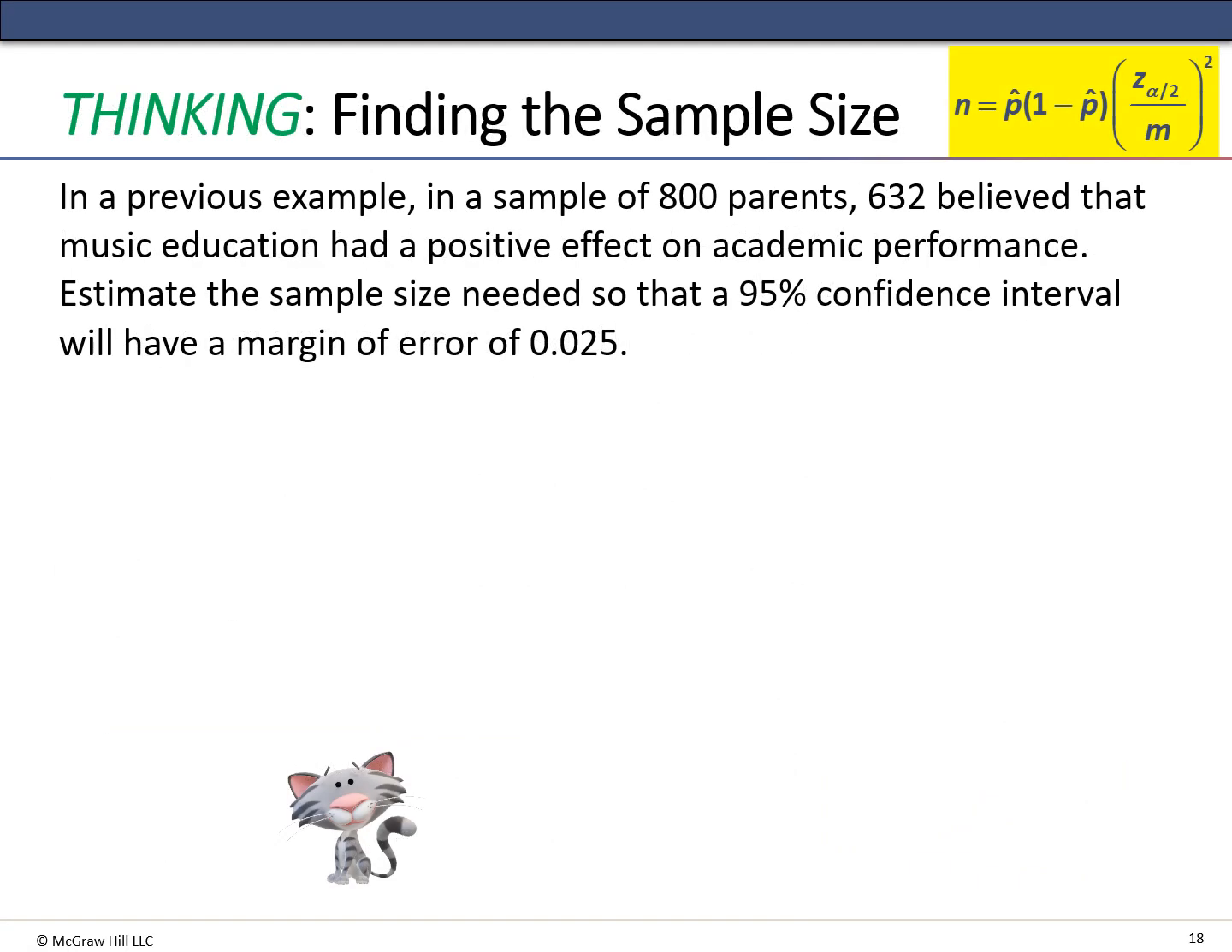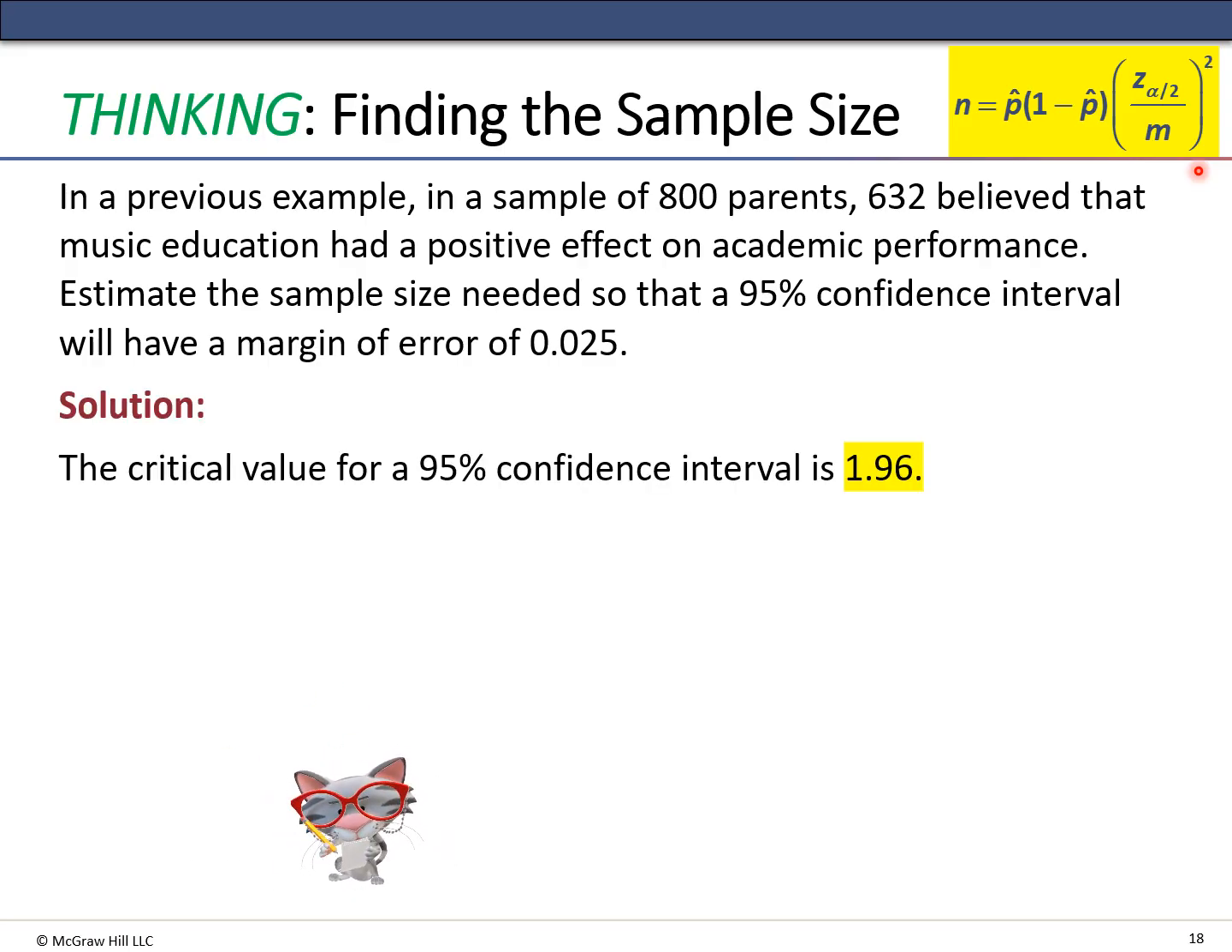In a previous example, in a sample of 800 parents, 632 believe that music education has a positive effect on academic performance. Estimate the sample size needed so that 95% confidence interval will have a margin of error of 0.025. I've given you the formula here. So really what we're going to do is plug and play this into our formula. We find the critical value. This is our Z alpha over 2 of 1.96. We already talked about finding that.